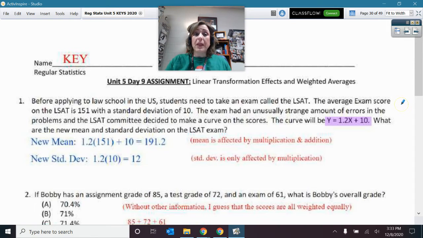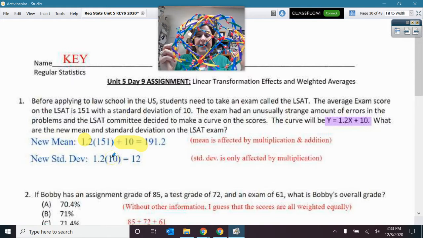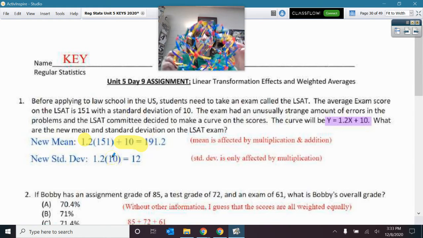So here we go. That's what's happening on our number 1. We have this transformation of 1.2x plus 10. So that means that the mean will be affected by both the multiplication and the plus 10. Okay, so then we put the mean in there. But the standard deviation is only affected by the multiplication part, only affected by multiplying by 1.2. Do not add 10 to that standard deviation.